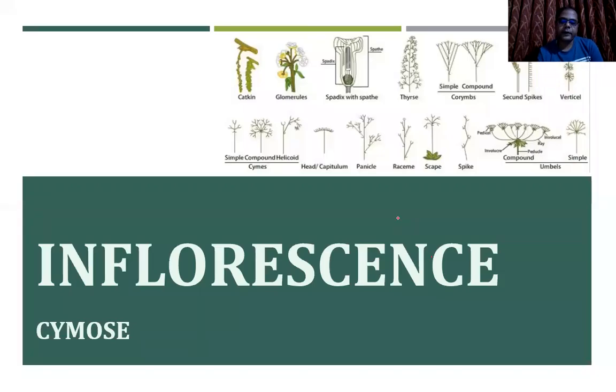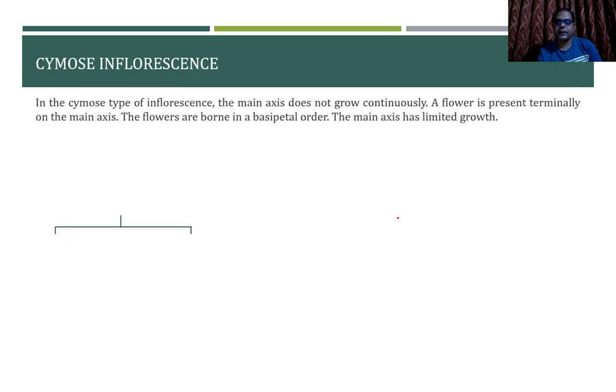In the last video, we talked about racemose kind of inflorescence. Now let's talk about cymose kind of inflorescence. So cymose inflorescence, we already know from our previous definitions, from previous understanding, that it's a determinate kind of inflorescence. Okay, and this is that the flowers are present on the terminal of the main axis. The flowers are borne in the basipetal order.